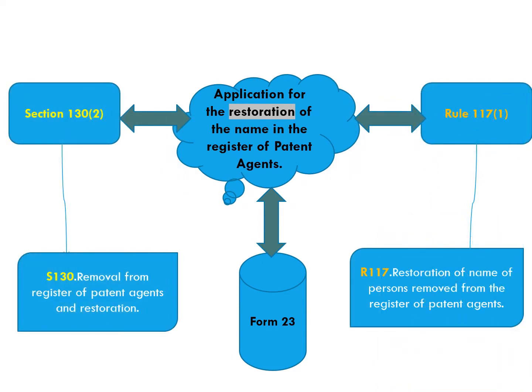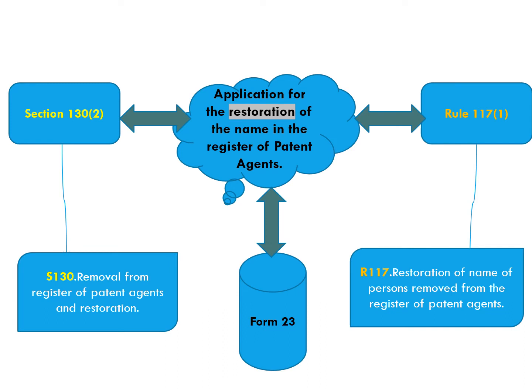Next one is form number 23. The title is Application for the Restoration of the Name in the Register of Patent Agents. The related section is 130 subsection 2, and the related rule is rule 117 sub rule 1. The title of section 130 is Removal from Register of Patent Agents and Restoration. Similarly, rule 117 says Restoration of name of persons removed from the Register of Patent Agents. So easily you can link section 130 and rule 117, and form 23 has the title Application for the Restoration of the Name in the Register of Patent Agents.